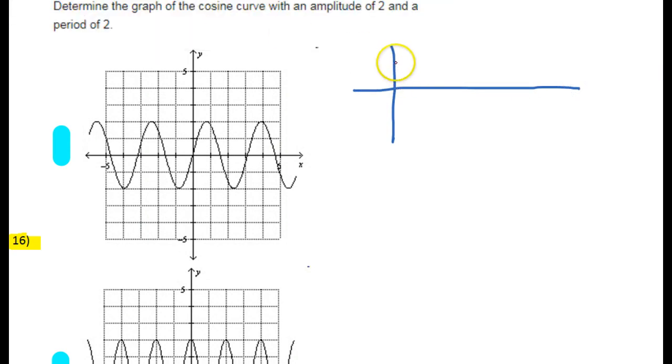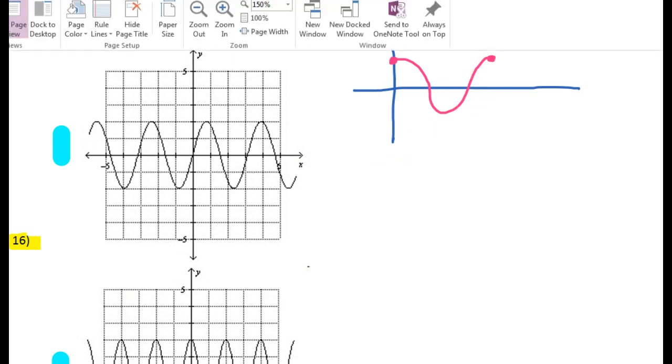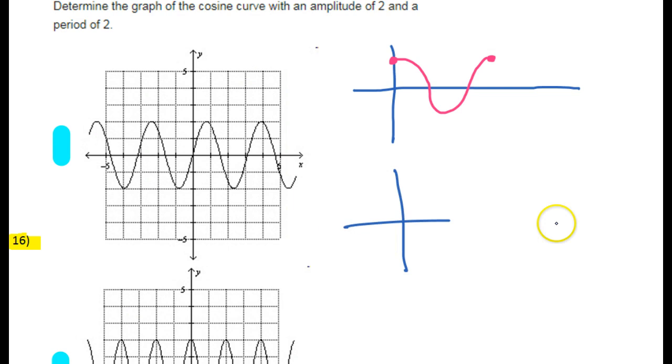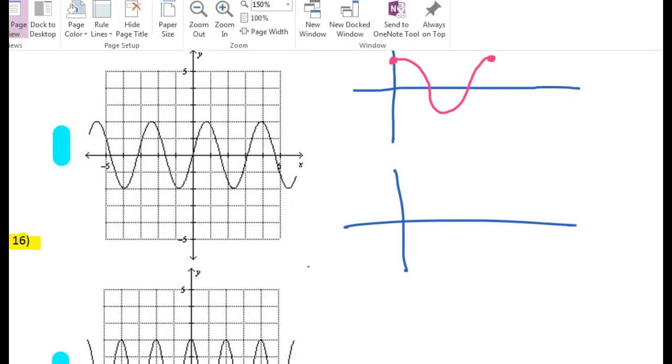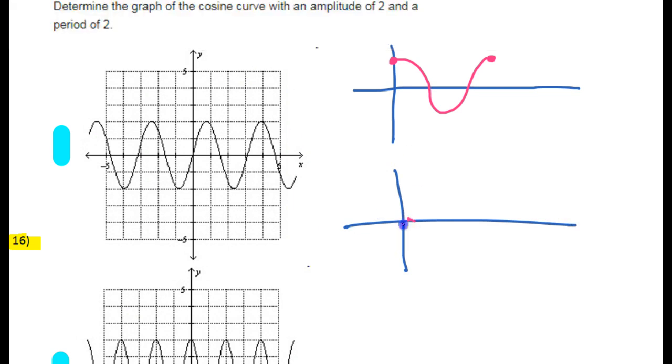that a cosine function normally starts off high, and then it goes low, and then it ends high, and of course repeats. Whereas the sine function starts off at the origin, starts off on the midline, and then it goes up and down and back.